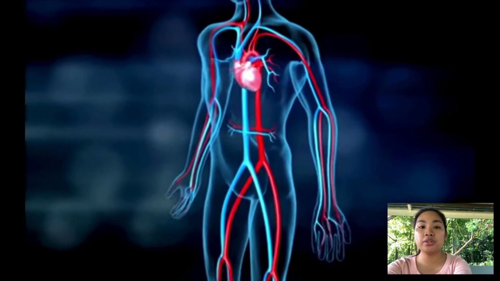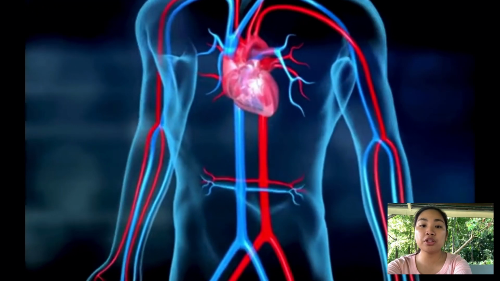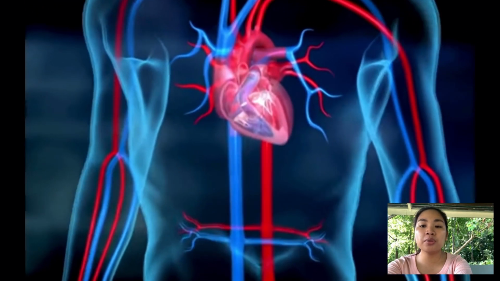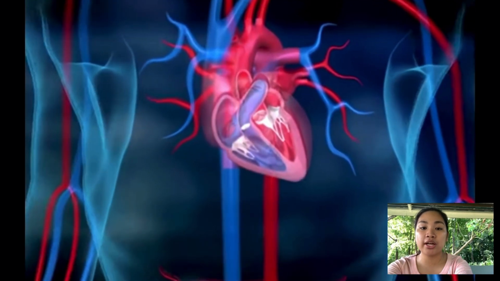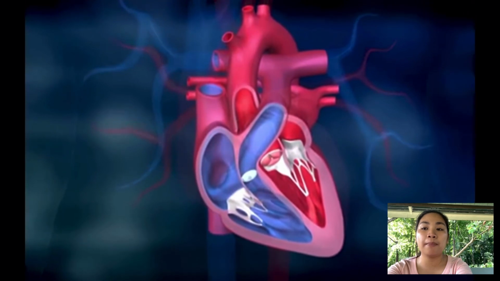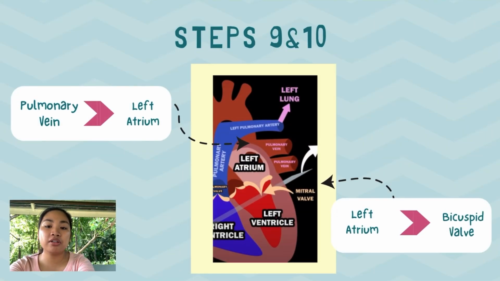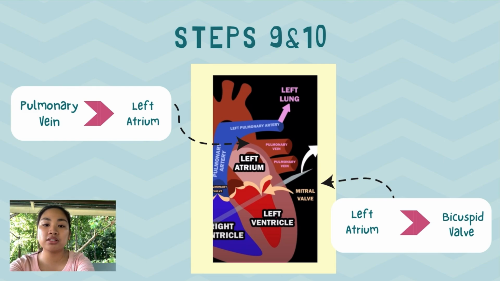The next steps will already be under your systemic circulation, which is the movement of blood from the heart through the body to provide oxygen and nutrients to the tissues of the body while bringing deoxygenated blood back to the heart.